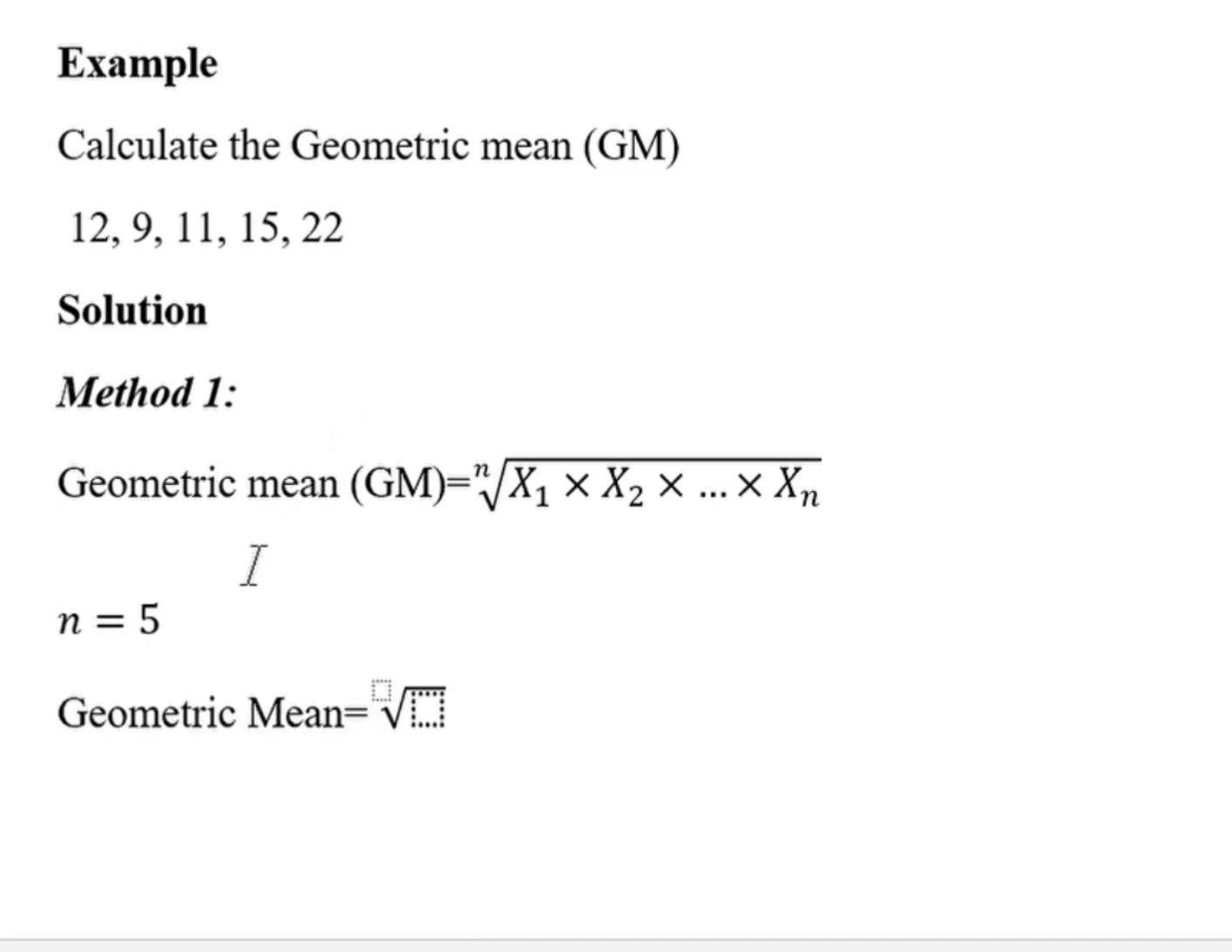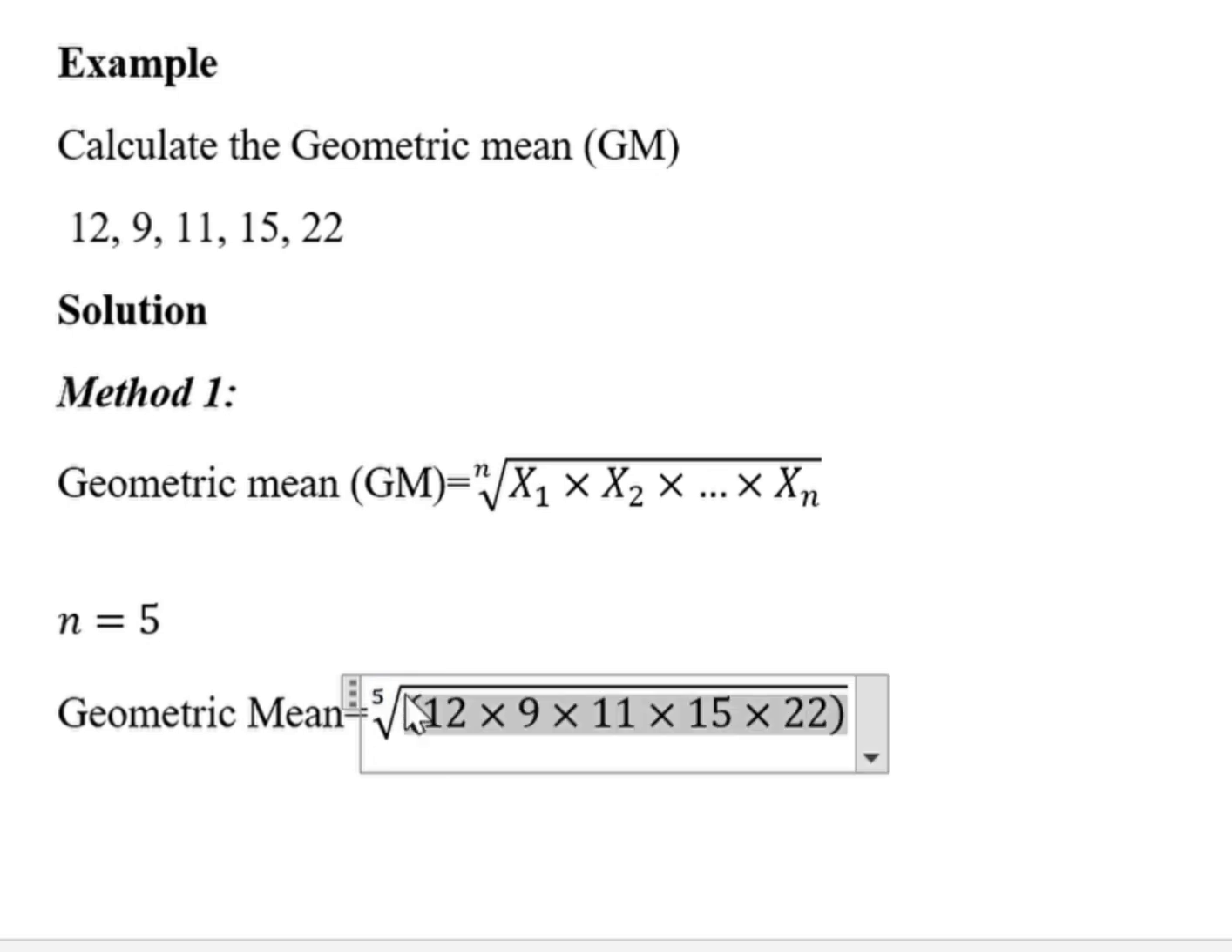So that is equal to, in this case, because our n is 5, it means we shall look for the 5th root, the number that you can multiply by itself 5 times to get whatever we shall write inside here. So we shall say the geometric mean is equal to the 5th root of the product of these numbers. So that's the 5th root of 12 times 9 times 11 times 15 times 20 times 22.